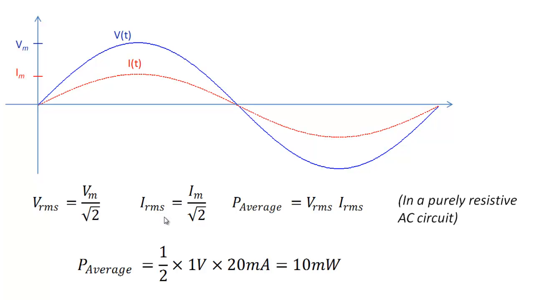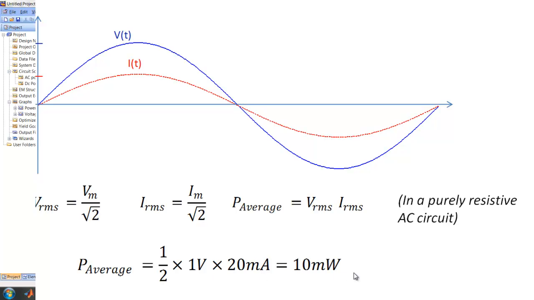The average power in an AC circuit is calculated as the product of Vrms and Irms. In our case, this turns out to be 1 volt times 20 milliamps divided by 2, which is 10 milliwatts.